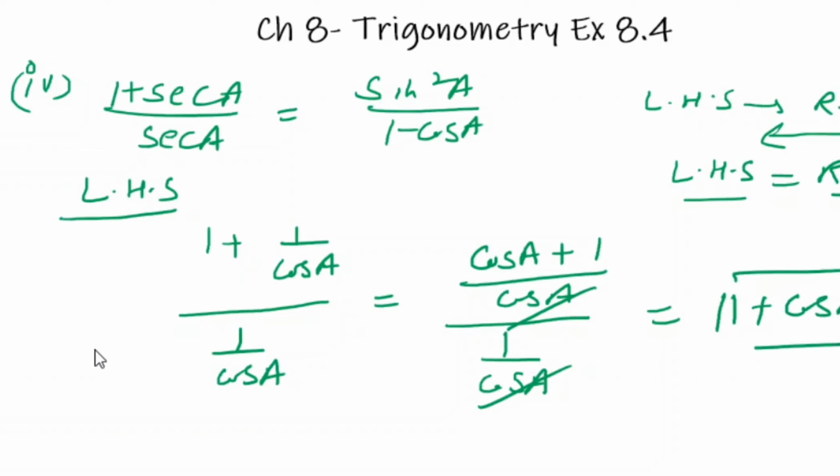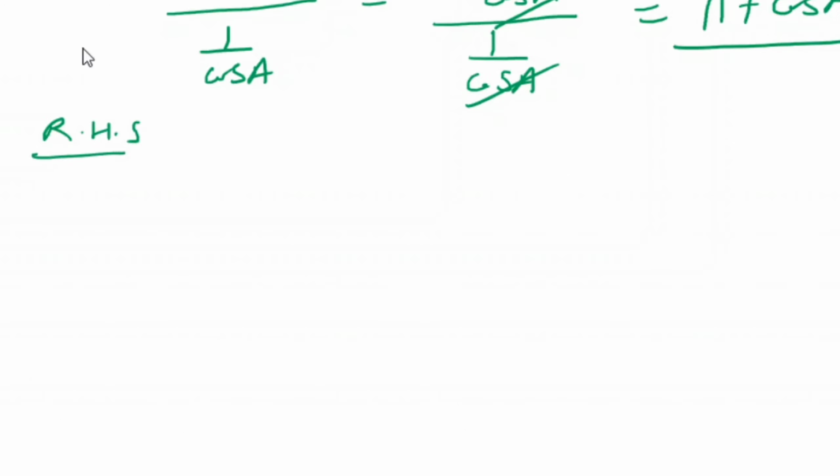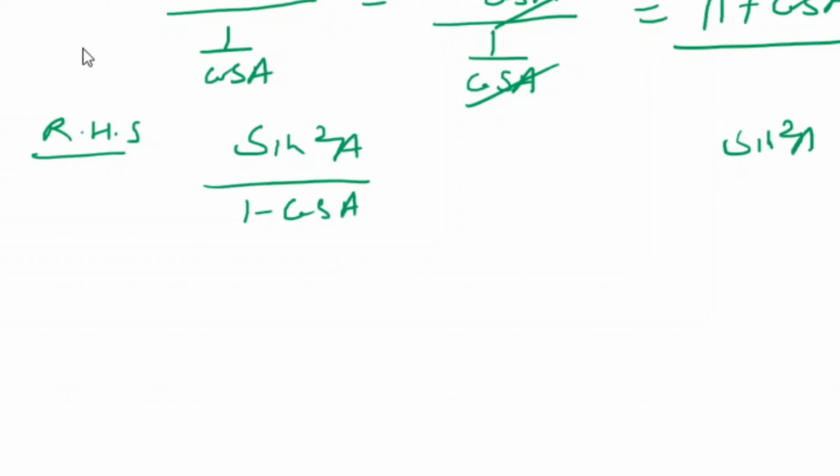Moving to the right hand side, now we cannot get the right hand side from here. So what we will do, we will now consider the right hand side. So the right hand side is, what is this? This is sine square a upon (1 minus cos a). So we have the identity. What was the identity? This also we should have in the back of our mind, so that you can write the identity and you can solve the related questions.